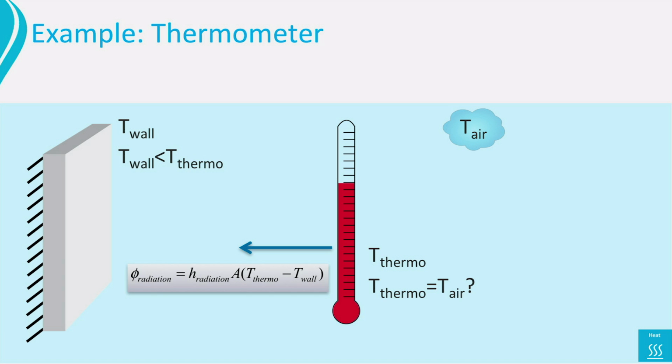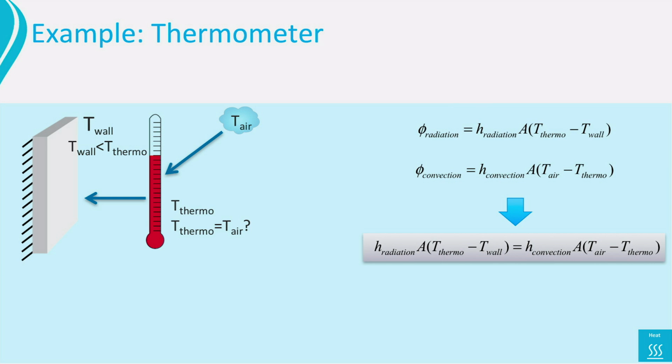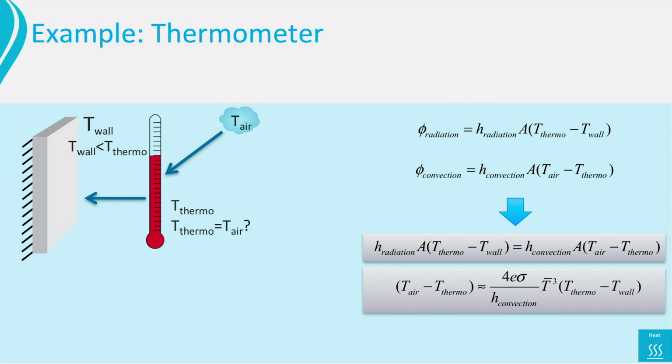This means that heat is radiated from the thermometer to the wall. As a result, the thermometer loses energy and the temperature will be lower than the temperature of the air. On the other side, as a result of the temperature difference between the air and the thermometer, heat will be transferred from the air to the thermometer by convection. In a steady state situation, an equilibrium will occur between the heat by radiation and the heat supplied through convection. Substituting the heat transfer coefficient for radiation gives us an expression for the temperature difference between the air and the thermometer.